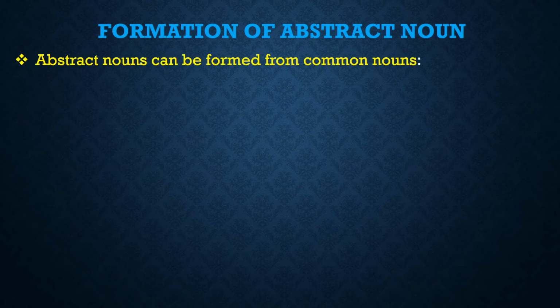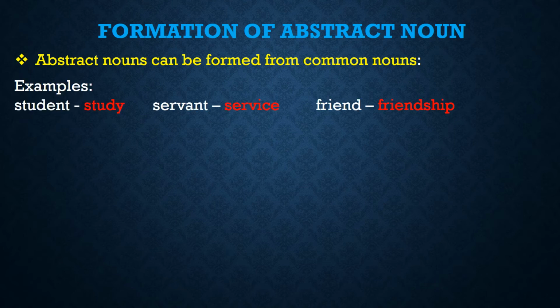For example, you can form abstract nouns from common nouns. How can you convert common nouns into abstract nouns? Just see the examples. For example, student is a common noun, right? And if you want to convert it into an abstract noun, you will convert it into study. Study is the abstract noun. Servant is a common noun and service is the abstract noun. Friend is a common noun and friendship is an abstract noun.